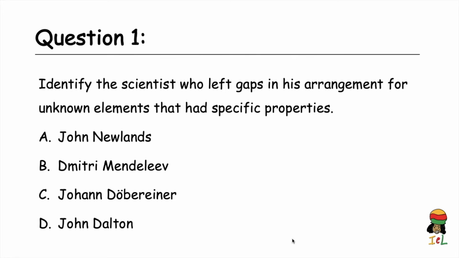Question 1. Identify the scientist who left gaps in his arrangement for unknown elements that had specific properties. A. John Newlands. B. Dmitri Mendeleev. C. Johann Döbereiner. D. John Dalton. Of course, the answer is B, Dmitri Mendeleev.